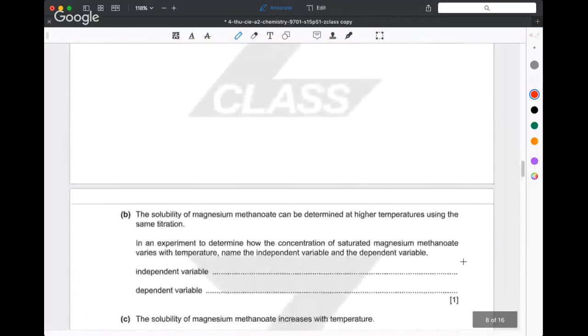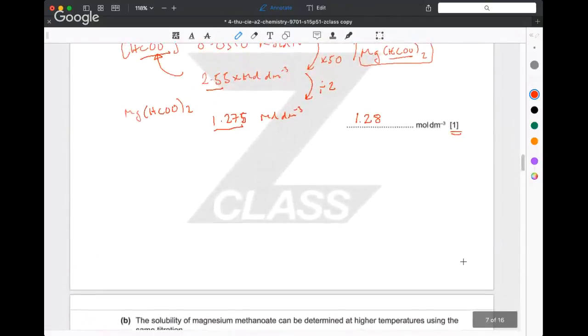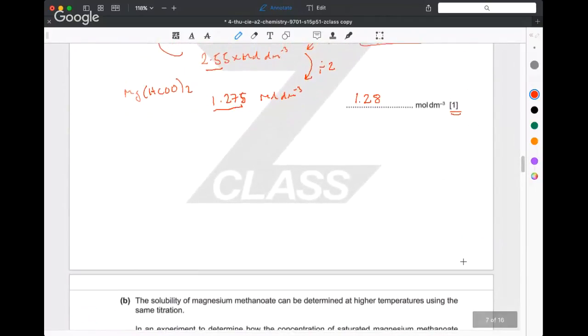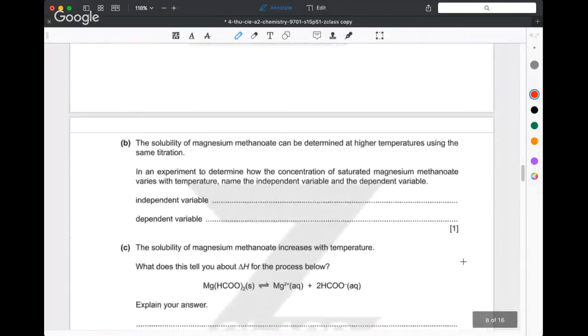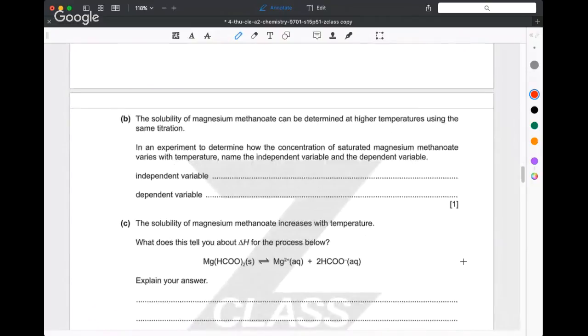Good. So that was all the work that you had to do to work out not the approximate concentration, but now the accurate concentration. So we've done all our hard work, and now we've got a bit more thinking to do. And the examiner is asking us about, well, the solubility of this magnesium methanoate. You can determine that at higher temperatures. We just determined it at room temperature, didn't we? So there's only 1 mark up for grabs here.